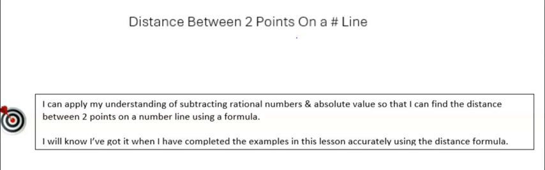So today we're going to be working on the distance between 2 points on a number line. And to do that, we're going to apply our understanding of subtracting rational numbers and absolute value so that we can find the distance between 2 points on a number line using a formula. You know you've got it when you complete the examples in this lesson accurately using that distance formula.